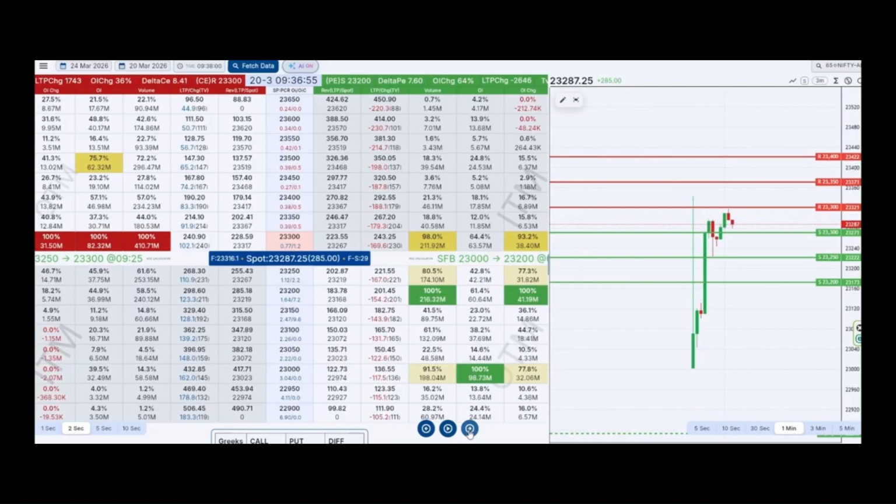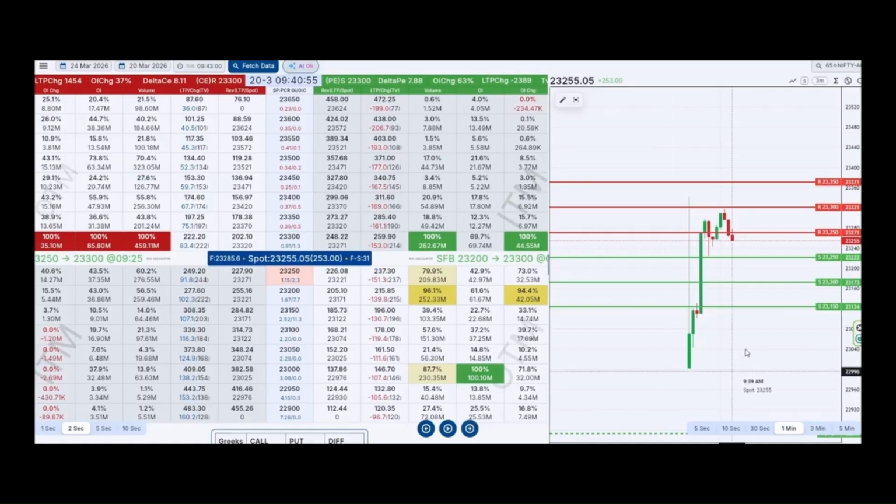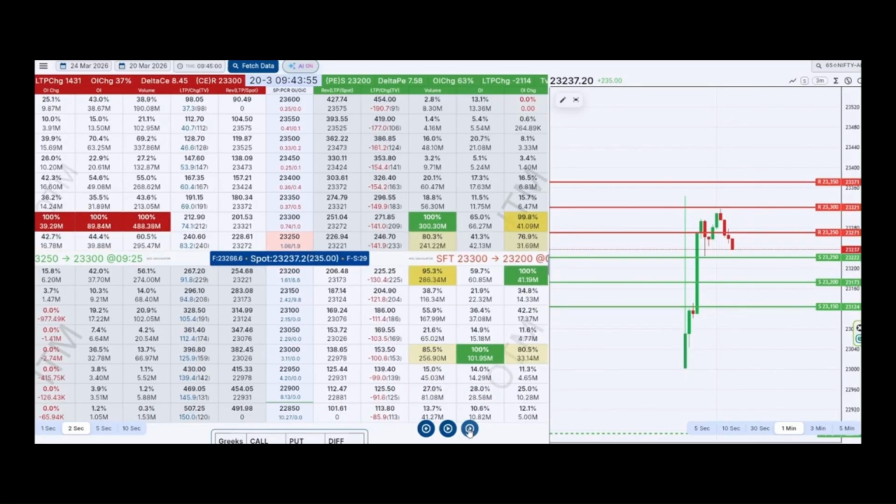However, never enter the trade immediately. Always wait until liquidity has been swept. The reversal candle has formed. All top reversal conditions are satisfied. Once these conditions are met, we can confidently take a put-buy entry.